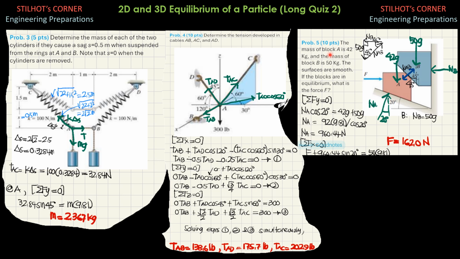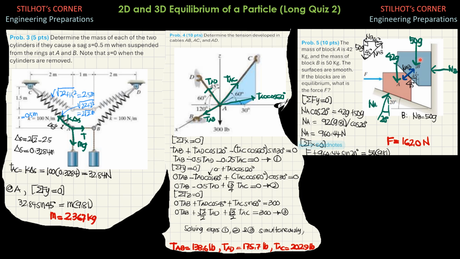The mass of block A is 42 kilograms and the mass of block B is 50 kilograms. The surfaces are smooth. If the blocks are in equilibrium, what is the force F? So I'll just present one solution. I will explain the other solution supposedly. So this is the free body diagram of the entire system.